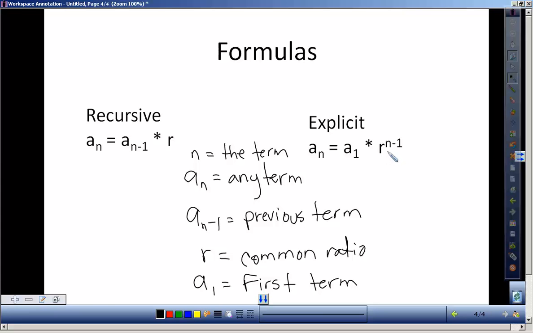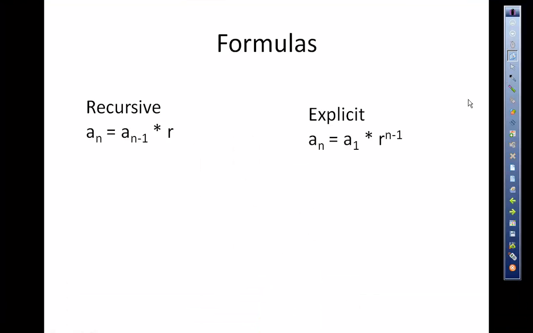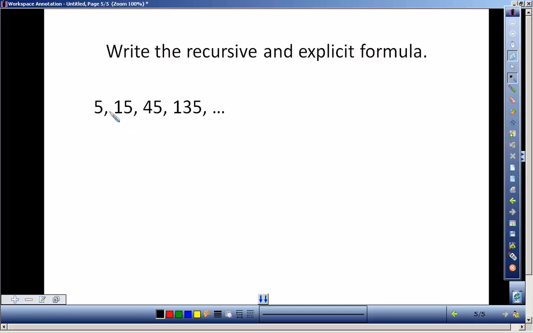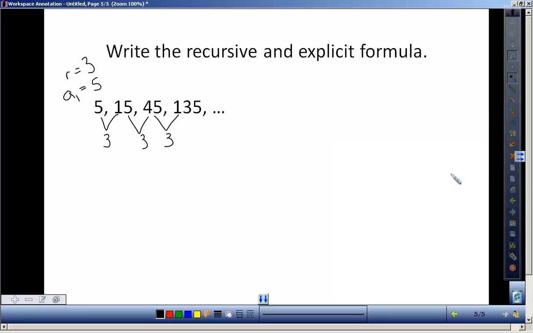Okay, so we need to make sure that we know how to use these formulas. So let's take a look at some examples. Write the recursive and explicit formula for this geometric sequence. So first we need to make sure it is geometric. And it is. It's the example we had before. We were multiplying by 3 each time. So we know that r is equal to 3. Other things we know: we know the first term. First term is equal to 5. And so it is geometric.